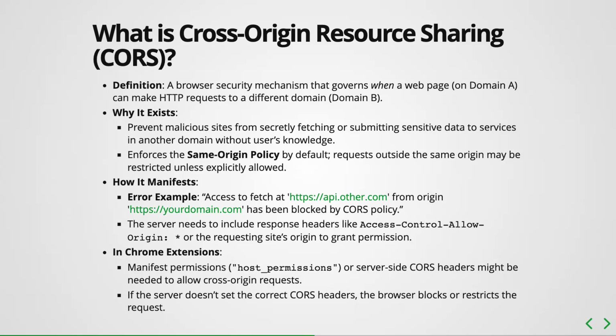Now, one of the ways to resolve it in a Chrome extension is to explicitly say which hosts you need to be allowed to make requests from. And that will solve some problems, but not all problems. It won't solve it when servers are trying to prevent you from making CORS requests to them.